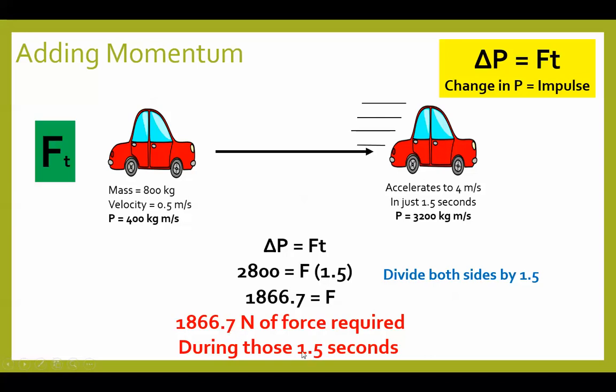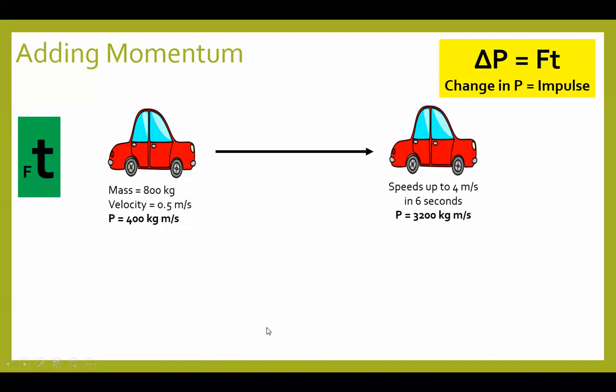So what if you drive a car like me, a junker, with just a few cylinders in it? Well, if you're going to try to get up to the exact same speed, it's going to take you more time. So this is the same car starting at the same amount of momentum, speeding up to the same as before from the previous one, 4 meters per second. But this time, instead of 1.5 seconds, my car is going to take about 6 seconds, about 4 times as long. So in order to do that, plug it in again.